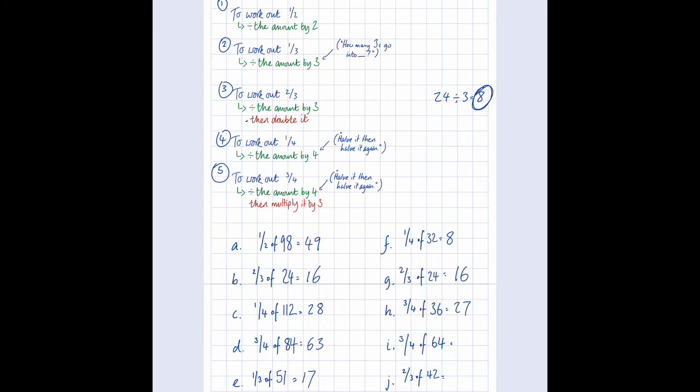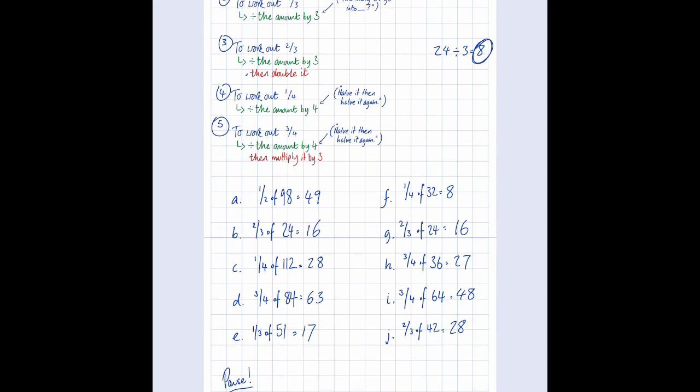3/4 of 64. So again, how many 4's go into 64? 16. 16 times 3, 48. And then the last one, 2/3 of 42. So 42 divided by 3 is 14. 14 times 2, double it, 28.